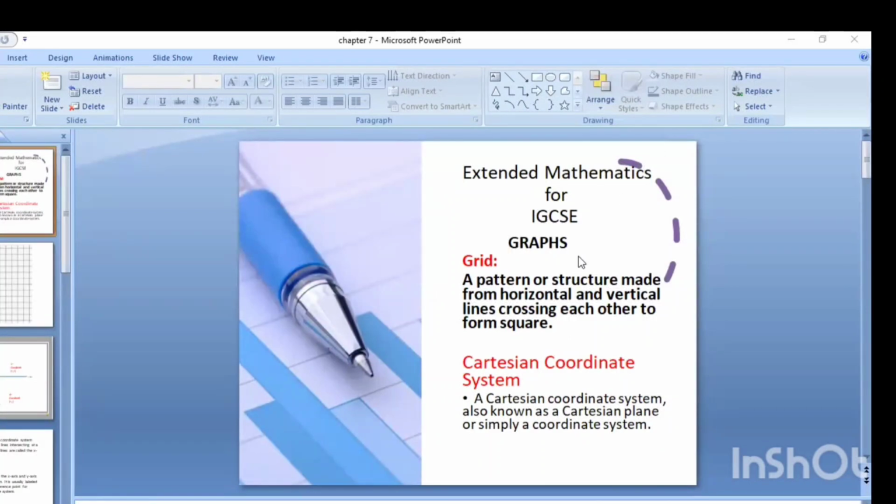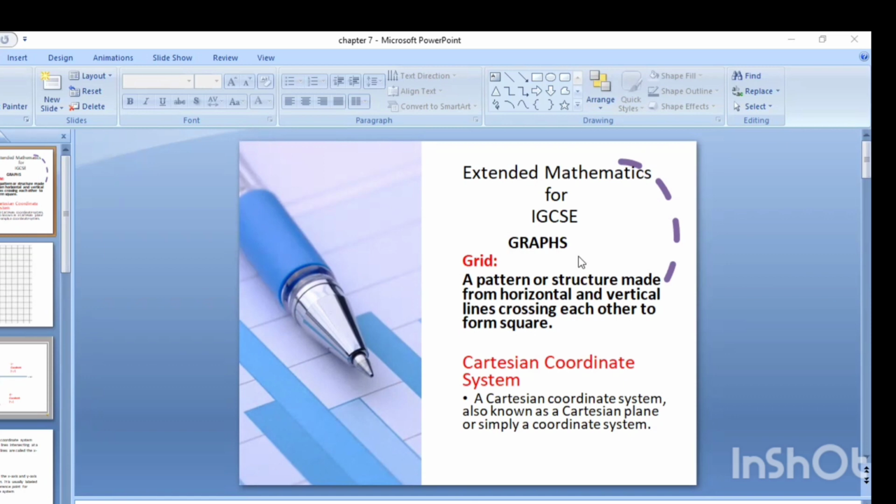Hi there. In this video series, I am going to teach you about graphs based on chapter 7 from the book Extended Mathematics for IGCSE. Let's jump to our topic. Before moving on to the exercise, you first need to know the basic things about graphs.